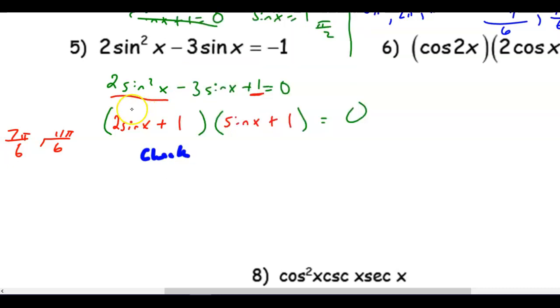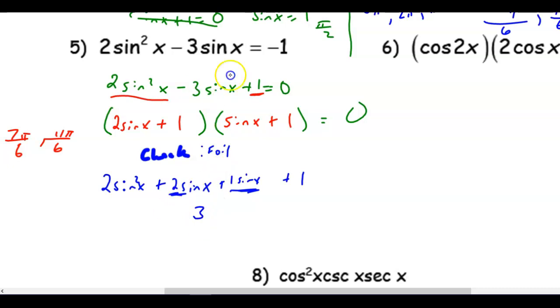Gotta check yourself. 2 sine of x times sine of x is 2 sine squared of x, and this is foiling, guys. 2 sine of x times 1 is going to be a positive 2 sine x. 1 times sine of x is 1 sine of x, and 1 times 1 is 1. But you see this 2 sine of x and 1 sine of x equals 3 sine of x. All right, well, that didn't work, right? Because that's positive 3. 2 plus 1 is 3.